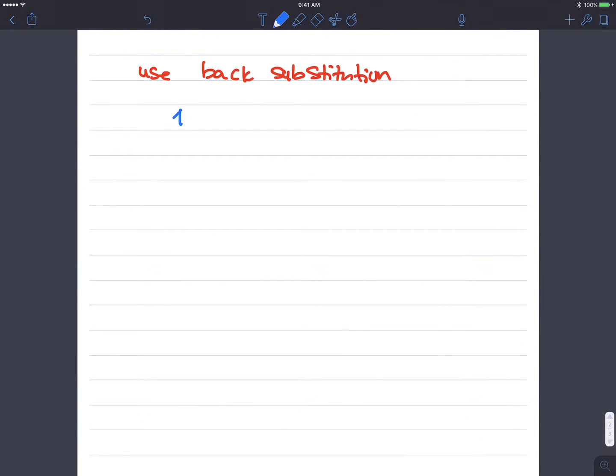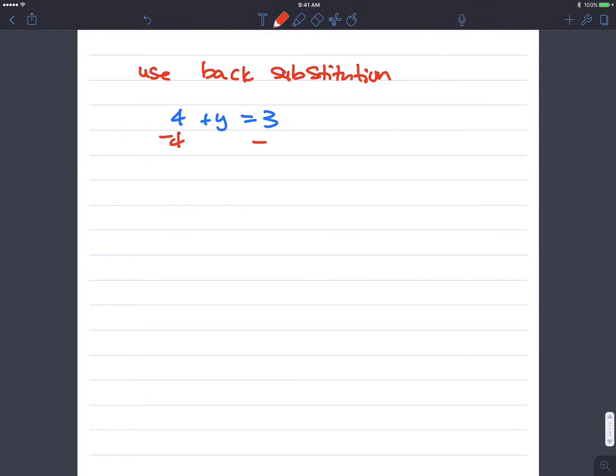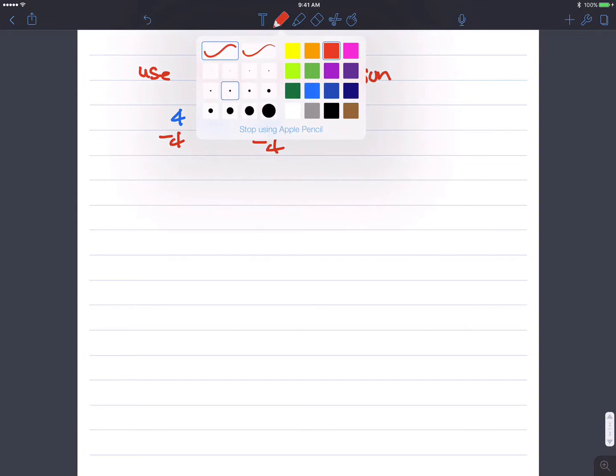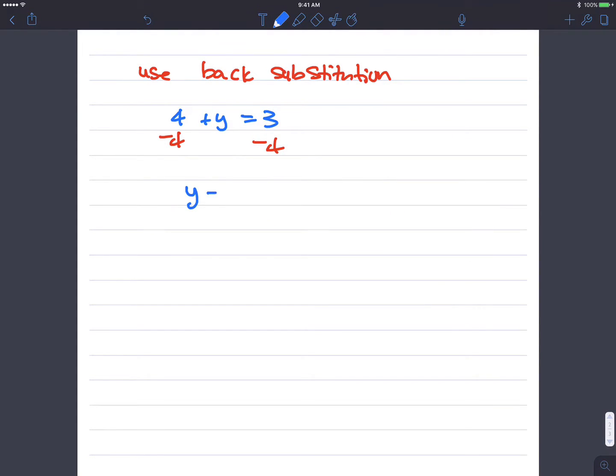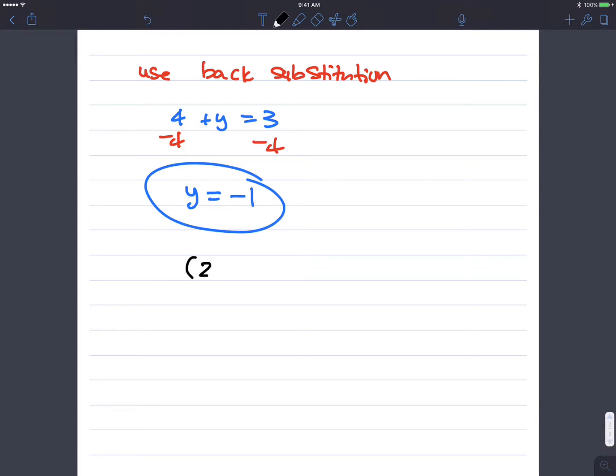So I have 4 plus y is 3. We're going to subtract 4 from both sides, and we end up getting y equals 3 minus 4, which is negative 1. So here's our answer. x was the value of 2. And we found y to be the value of negative 1. This here is our point of intersection for the first problem.